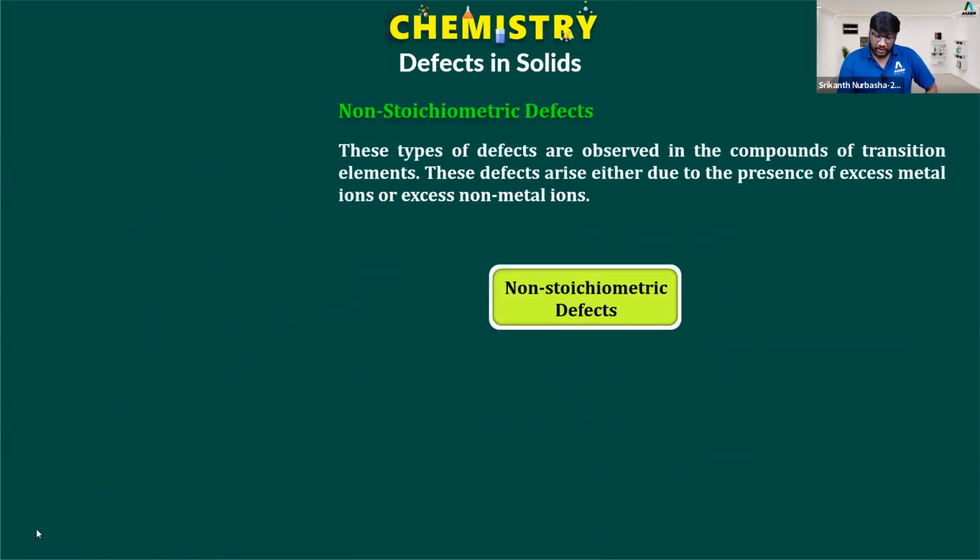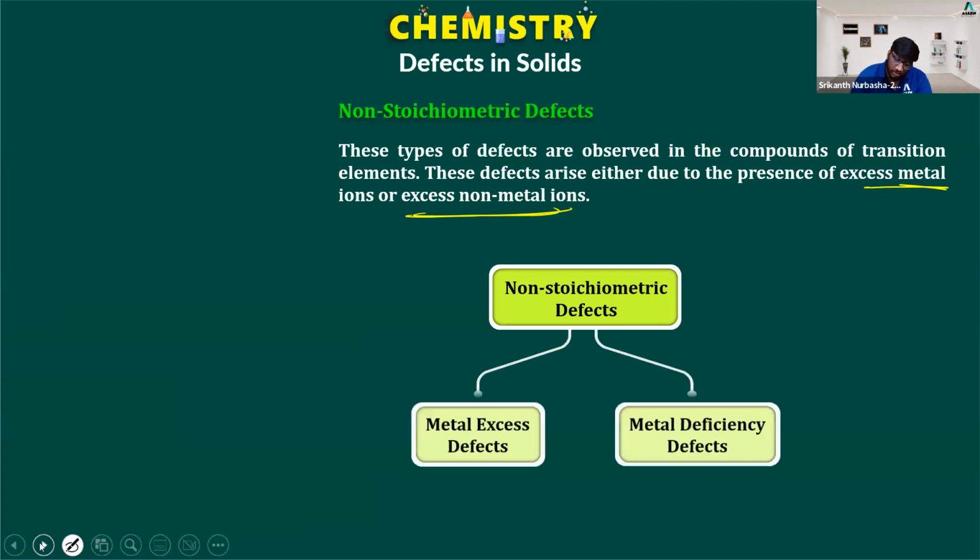Non-stoichiometric defects. These types of defects are observed in the compounds of transition elements. These defects arise due to the presence of excess metal ions or excess non-metal ions. Non-stoichiometry means metal excess defects or metal deficiency defects. So we'll study metal excess defects as well as metal deficiency defects. Non-stoichiometric defects are again 2 types: metal excess defects and metal deficiency defects.